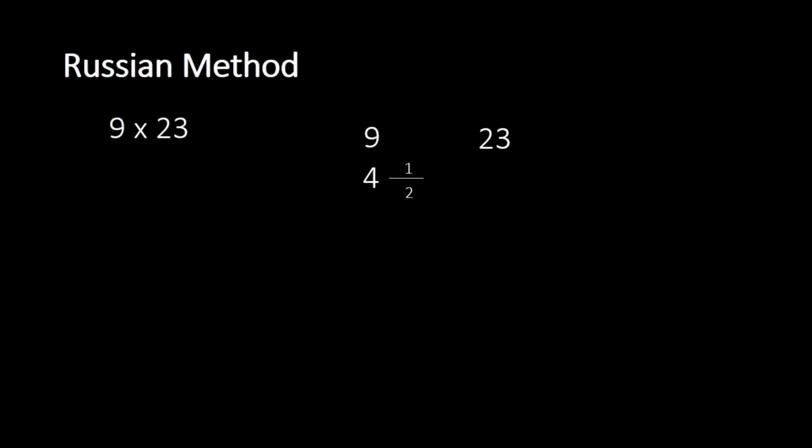whole. So we can just remove one half, and we'll be left with the number 4. Then half of 4 is 2, half of 2 is 1. On the other side of the column, under 23, we can just double 23 directly. So that's going to be 46, 92, and 184.